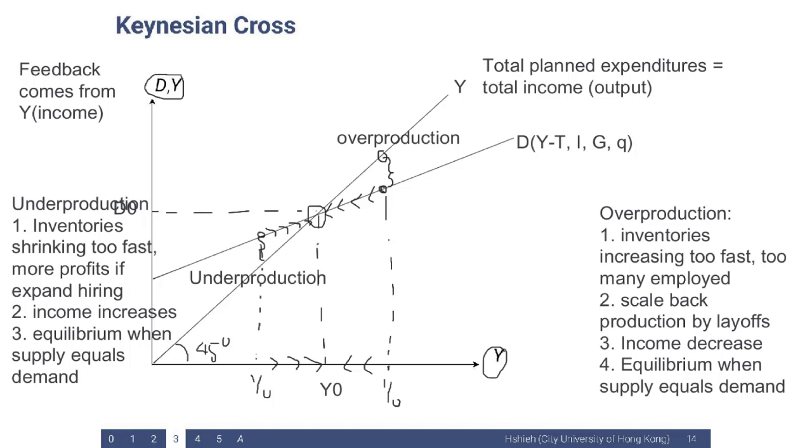And the rationale is just the reverse for underproduction. Inventories are shrinking too fast, more profits if they expand labor and expand hiring. So you hire more people, you pay more people, right? So income increases. And then equilibrium when supply equals demand.